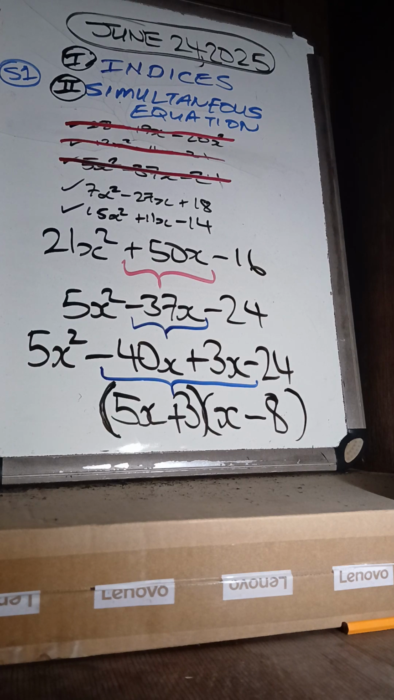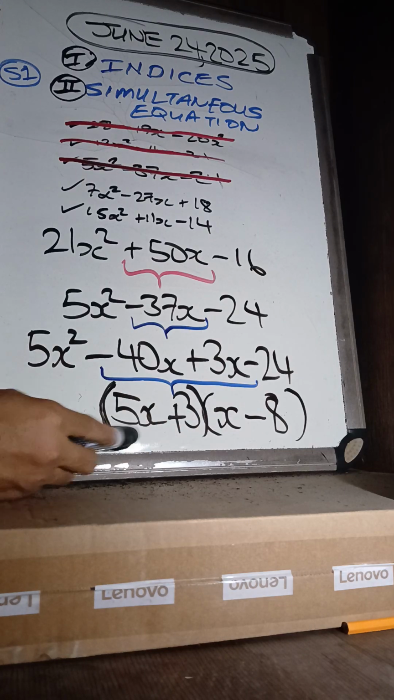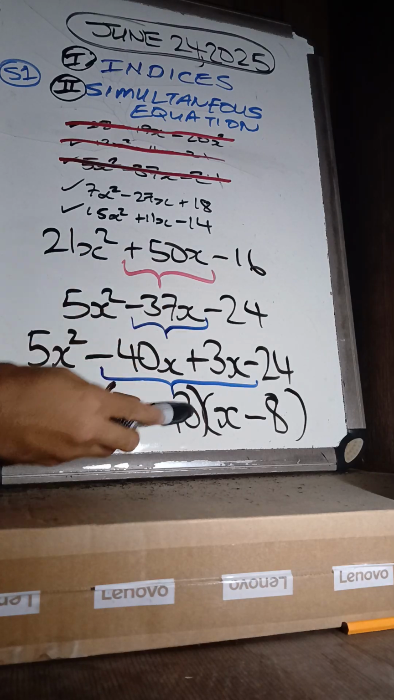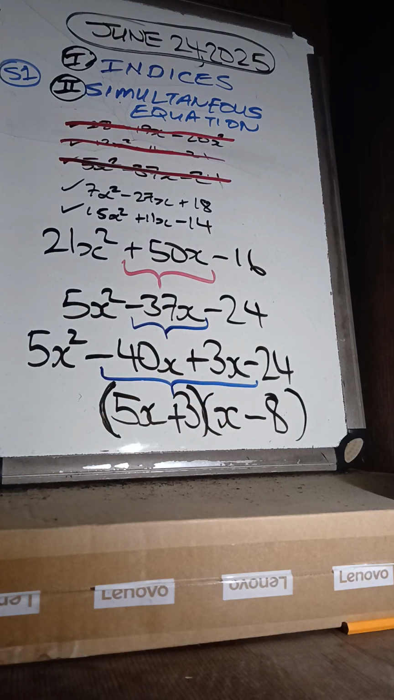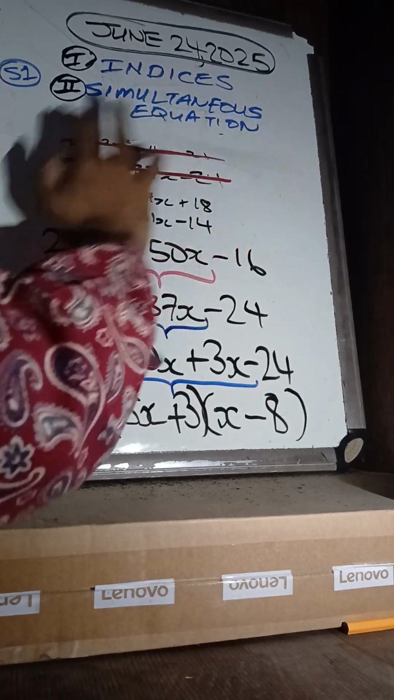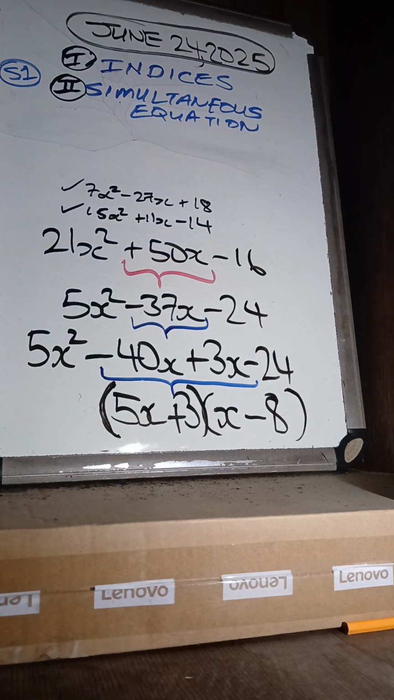So, does this look correct? 5x times x, 5x squared, 5x times minus 8 is minus 40x, plus 3 times x is plus 3x, plus 3 times minus 8 is minus 24. Oh yeah, so it's safe to say we got rid of that question, this question, and that one. So now we can look at what is next. The 7x squared minus 27x plus 18. We can do that next.